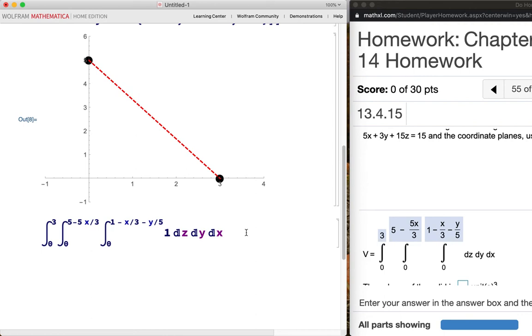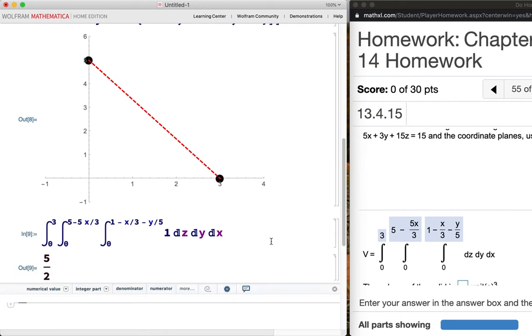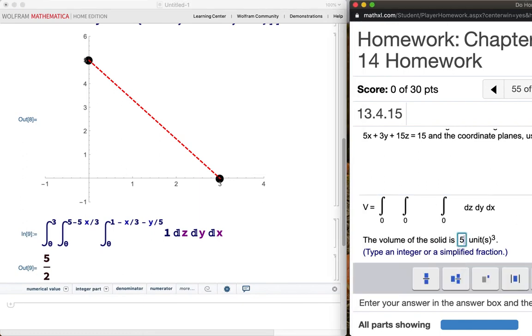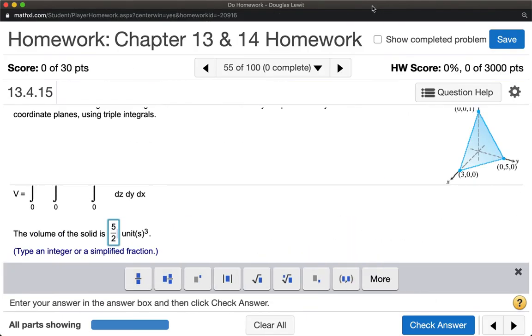So do yourselves a favor, do me a favor. Use the software intelligently to help you figure out the answers to the problems. Okay? Shift Enter, and the answer should be 5 over 2. 5 over 2 cubic units. Cubic units. Check answer.